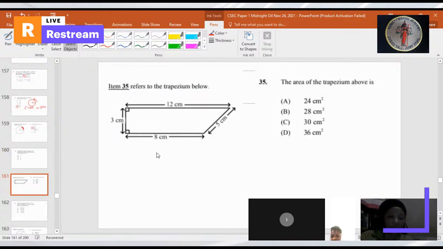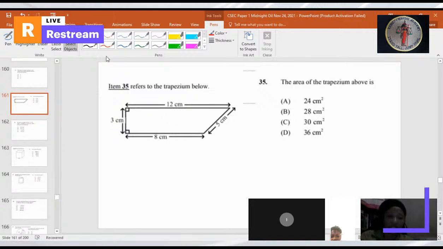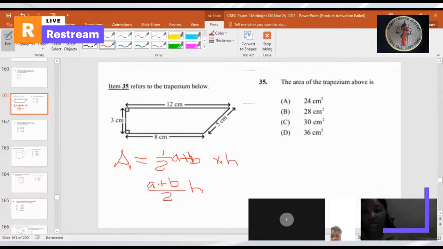All right, so here we have a trapezium and we want the area. So let's write that. Area for the trapezium is half A plus B, times the height. So it's also written as A plus B over 2 times the height. Okay. And how do we determine A and B?